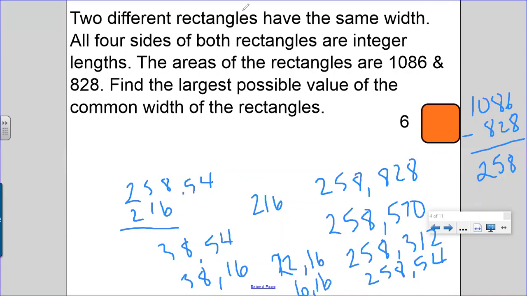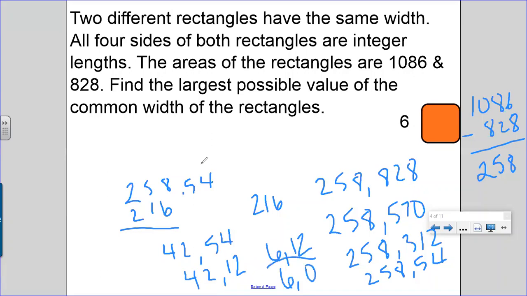Wait, I went wrong somewhere, didn't I? Where'd I go wrong? It's a 42 instead of a 38. Oh, it's a 42. My bad. Oh, like all the way back there. Yikes. That's called bad at subtracting. Okay, 42 and 54, and that gives us 42 and 12. And then from there, we get 6 and 12, and we realize that that gets us 6 and 0, so we like 6.